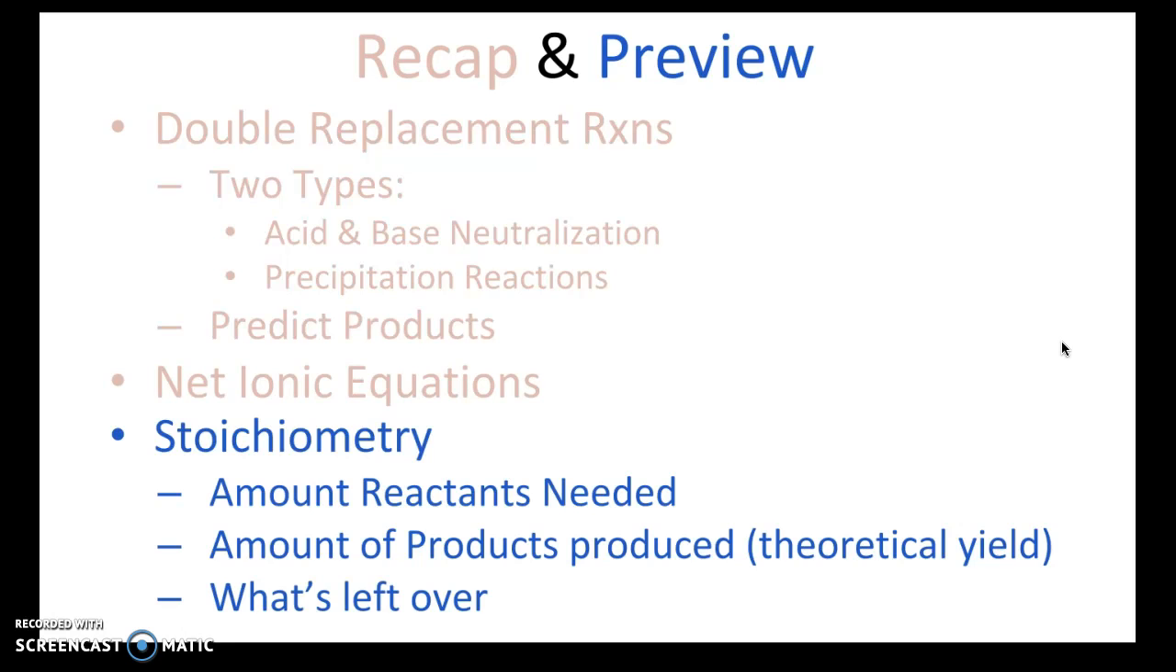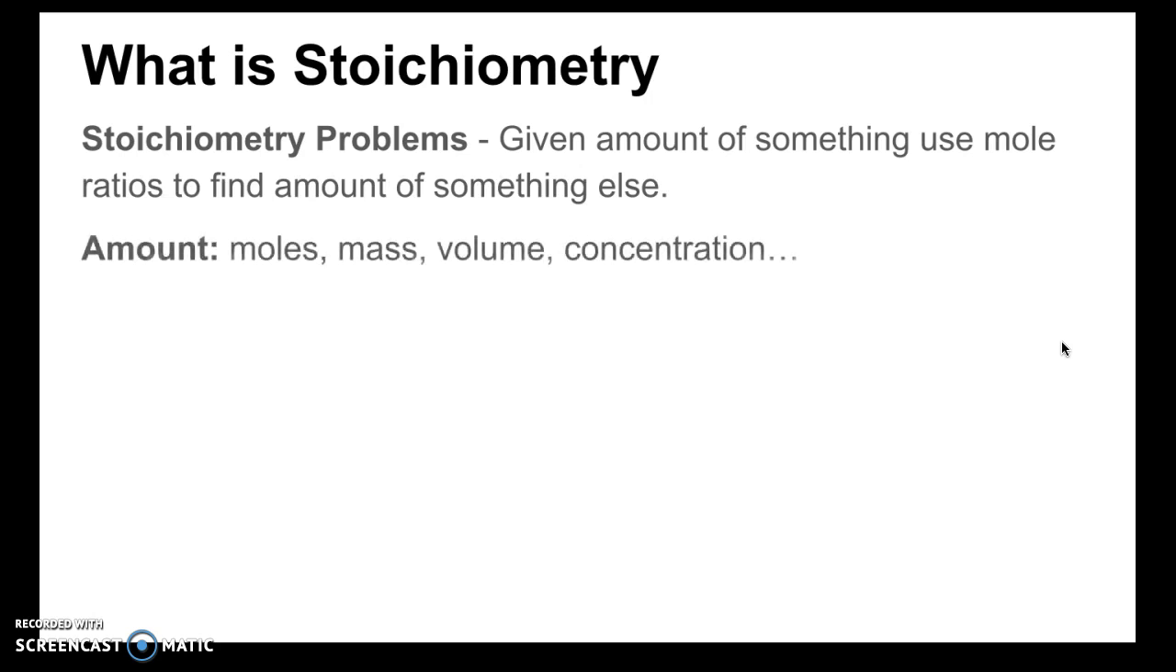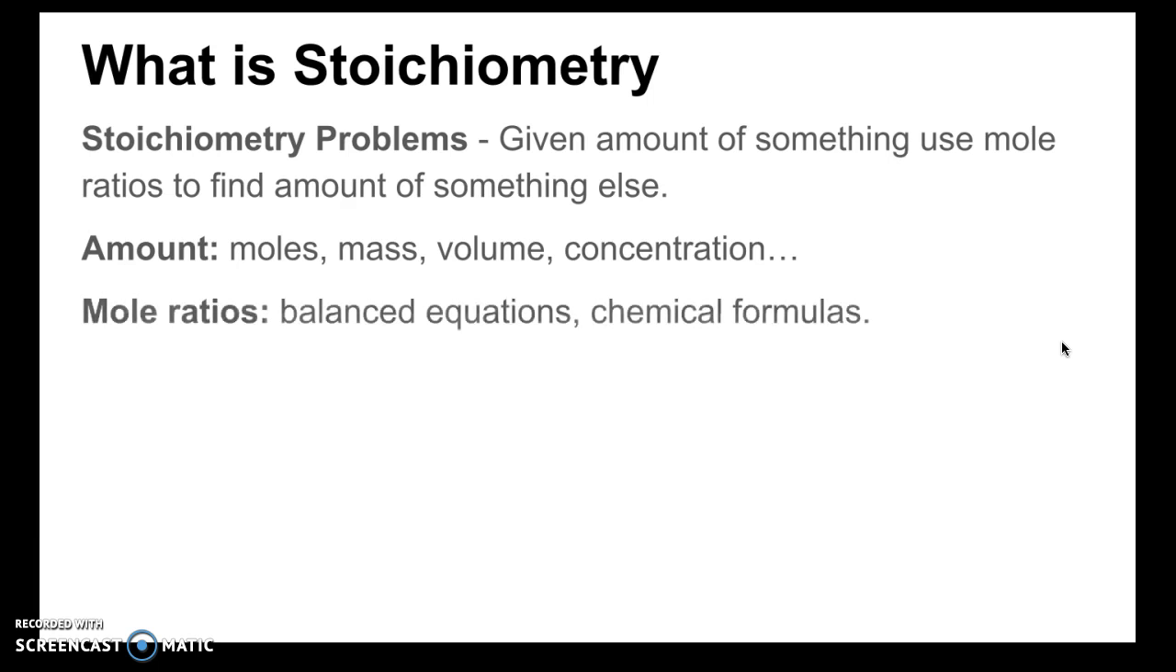So let's move on. What's stoichiometry? Stoichiometry is when you're given the amount of something and you're using mole ratios to find the amount of something else. And we talked about this before. The amounts can be moles, mass, volume, or concentration. So you can be given the mass of something and asked for the concentration of something else. You can be given the moles of something and asked for the volume or the mass of something else. So that's what a stoichiometry problem sounds like.